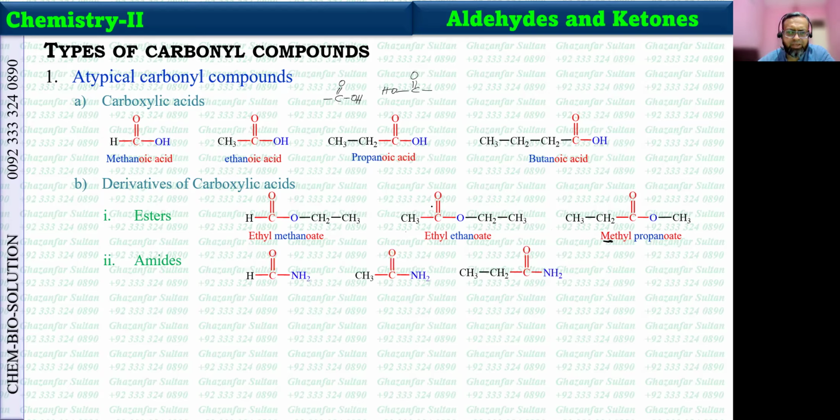This OH is replaced by an NH2 group. So the name of the amide ends on amide as the suffix. So this is methanamide, ethanamide, propanamide. Acid halides have a halogen group instead of this OH group. And the most common are chlorides, and sometimes bromides are also there.